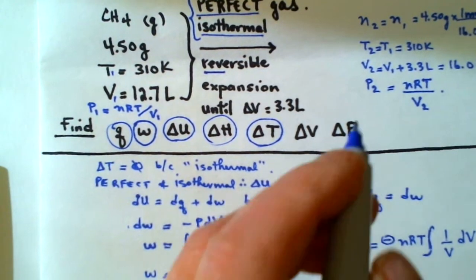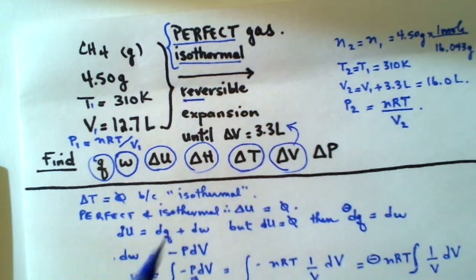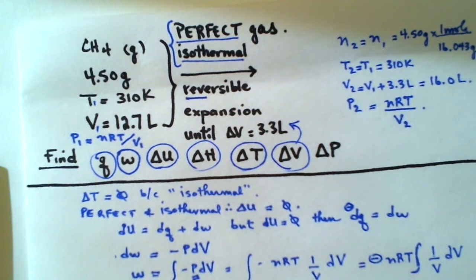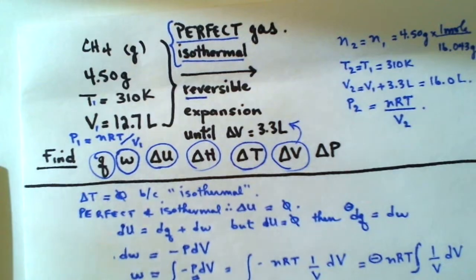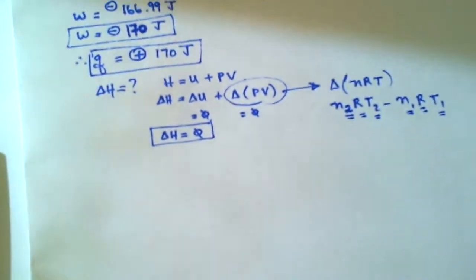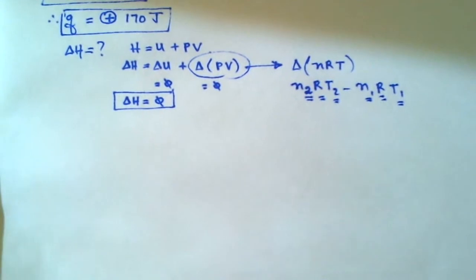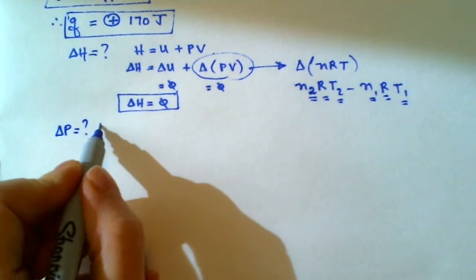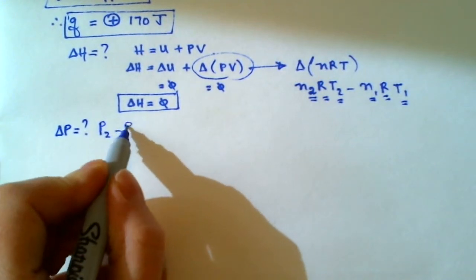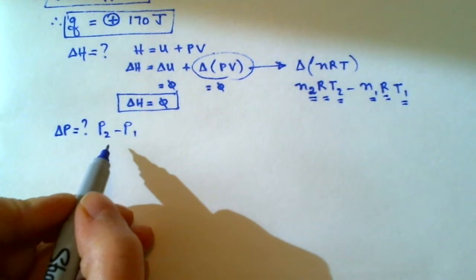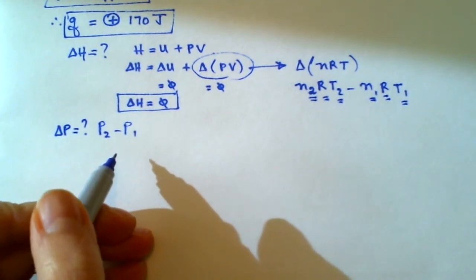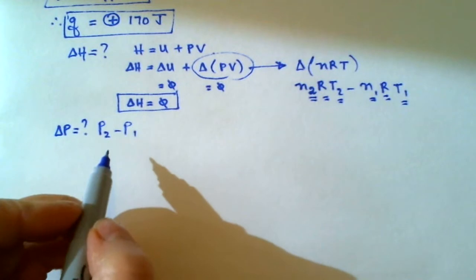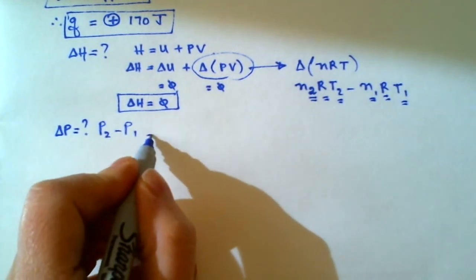So now delta V, of course, is given, and there it is, 3.3 liters. And now I want to calculate a delta P. And that's the last thing. Okay, delta P. Well, delta P is equal to P2 minus P1. And neither of those are given, but I have all of the other parameters, and I can use the ideal gas equation of state rearranged.